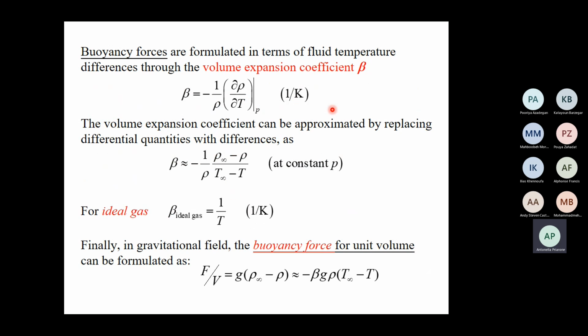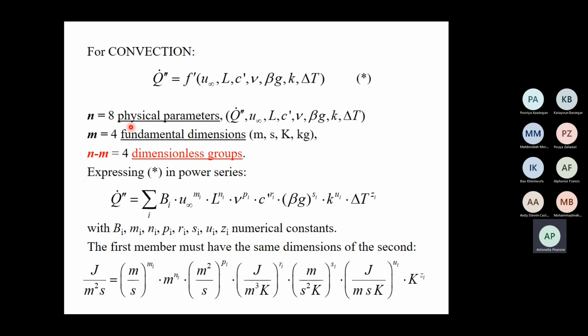In our case, now I go to the next slide. In our case, we have 8 physical parameters that control the phenomenon of convection, and 4 fundamental dimensions that are for us meter, second, Kelvin, and kilogram. That means that we'll be able to obtain 4 dimensionless groups able to control the phenomenon, with which we will write correlations, different correlations depending on the case that we are analyzing.